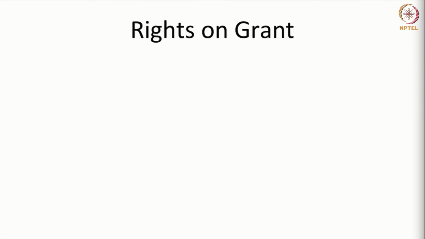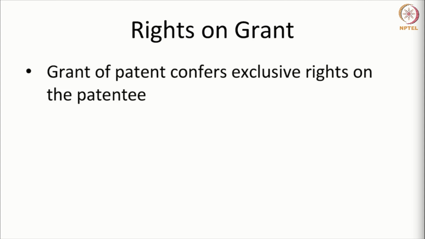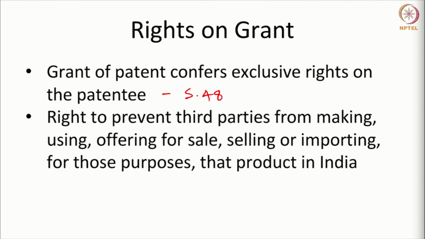Rights on grant. What happens when a patent is granted? The grant of a patent confers exclusive rights on the patentee. Now, these rights are contained in Section 48 of the Patents Act. These rights include the right to prevent third parties from making, that is manufacture, using, that is use, offering for sale, say marketing, sale itself, and importing.